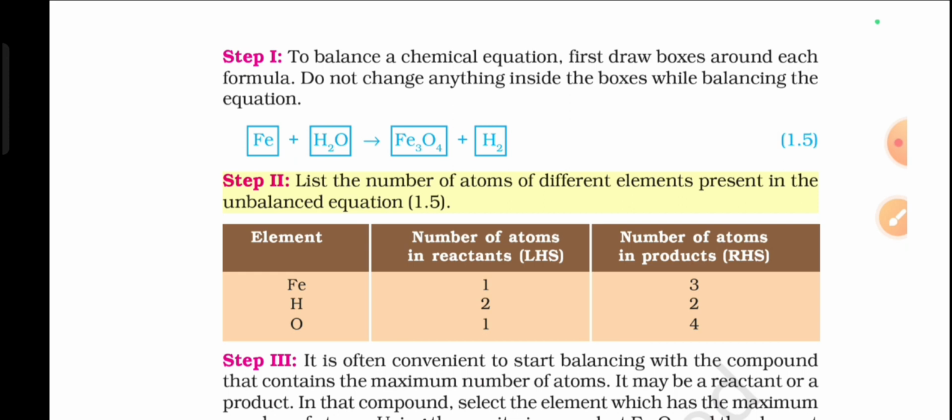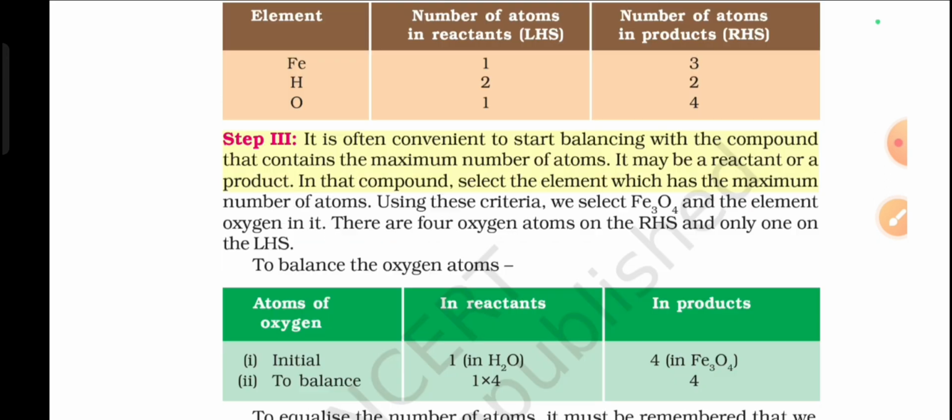Step 2. List the number of atoms of different elements present in the unbalanced equation. Element: Fe, H, O. Number of atoms in reactants (LHS): 1, 2, 1. Number of atoms in products (RHS): 3, 2, 4.